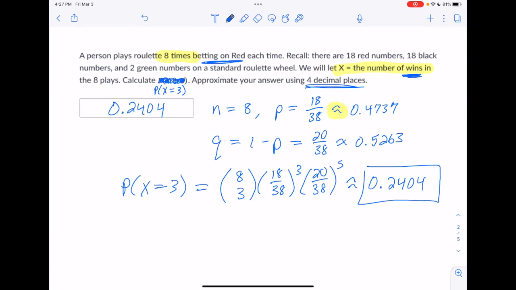Places where this could go wrong: if you used a decimal and didn't put enough decimal places, that rounding error could mess up your answer. If you used fractions and forgot parentheses, that could mess up your answer. Another common mistake is not making sure that your exponents on p and q add up to the number of plays. So that's a place you want to be careful with too, and make sure that those two exponents, 3 plus 5, equal the total number of plays, in this case 8.